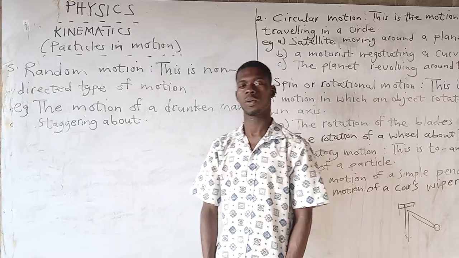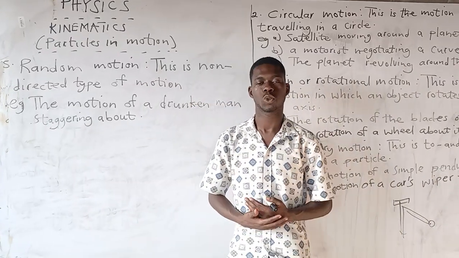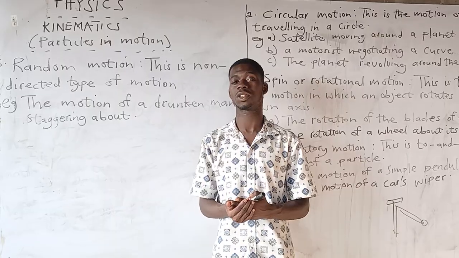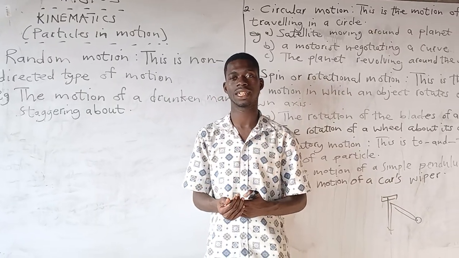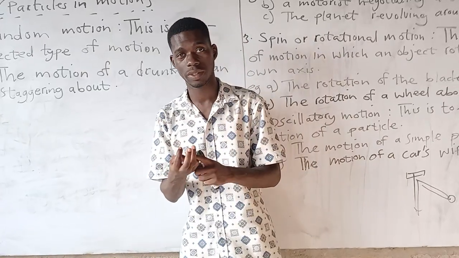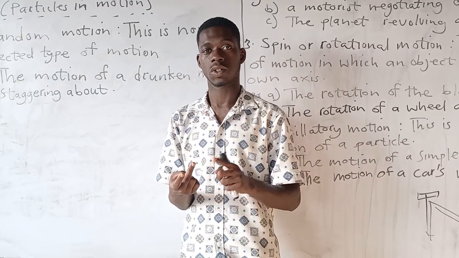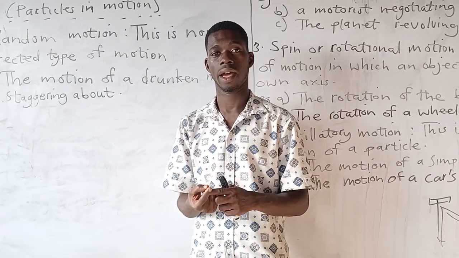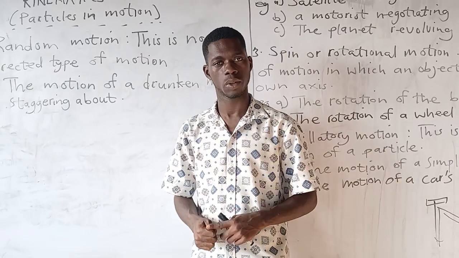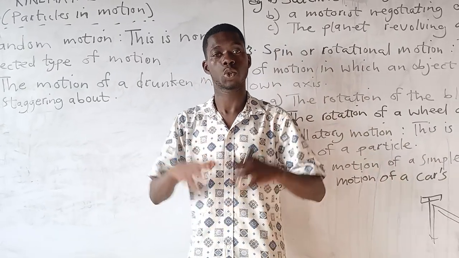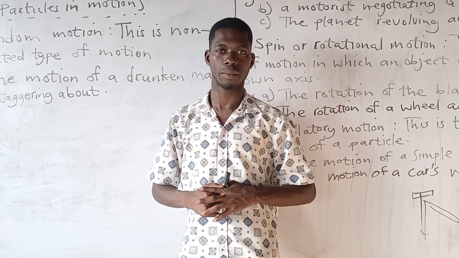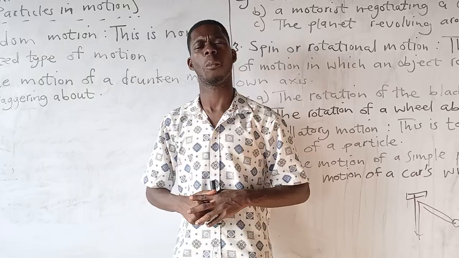Okay, so we come to the end of today's lesson. We talked about the definition of motion, the definition of kinematics, and the types of motion. We talked about rectilinear motion, circular motion, oscillatory motion, rotational or spin motion, and random motion. We defined them, and we also gave an example of each type of motion.